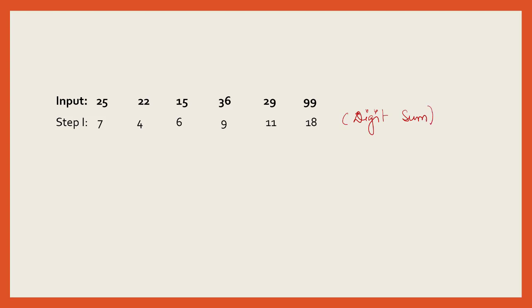2 plus 5 gives you 7. 2 plus 2 gives you 4. 1 plus 5 gives you 6. 3 plus 6 gives 9. 2 plus 9 gives 11. And 9 plus 9 gives 18. So in the first step, we have simply written the digit sum for each number in the input. Step 2. In step 2, we are seeing numbers coming out to be 10, 4, 5, 18, again 18 and 81. Here what we have done is multiplied the digits in the number.